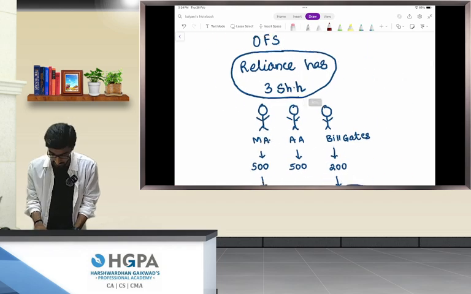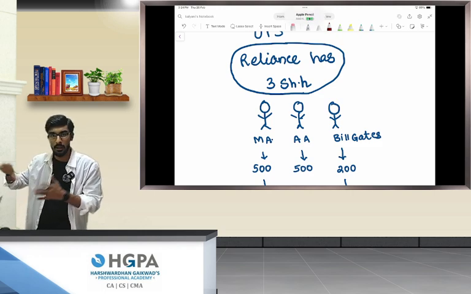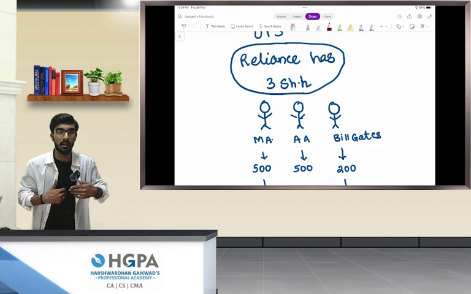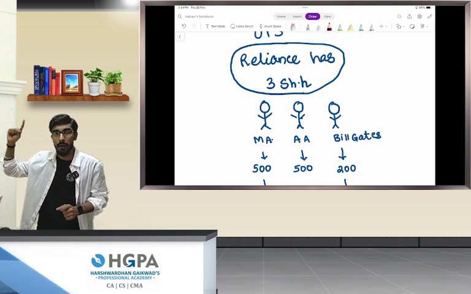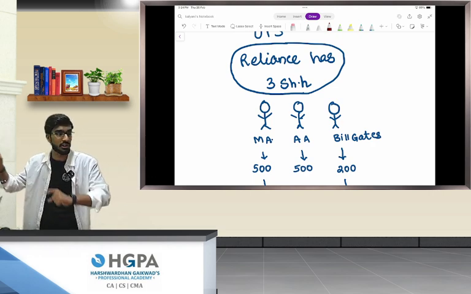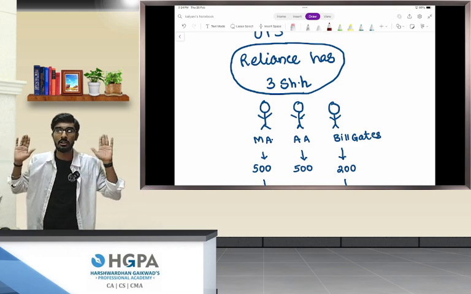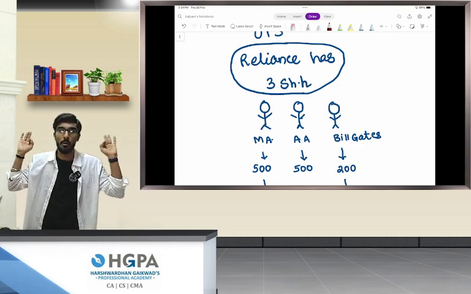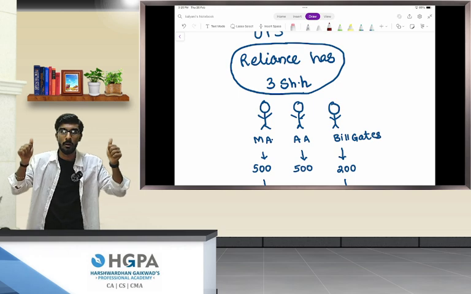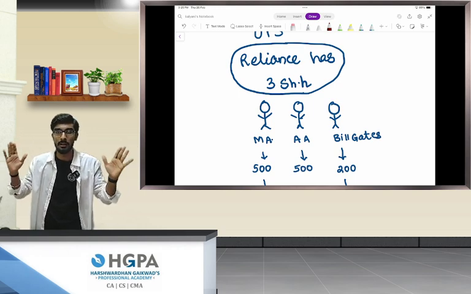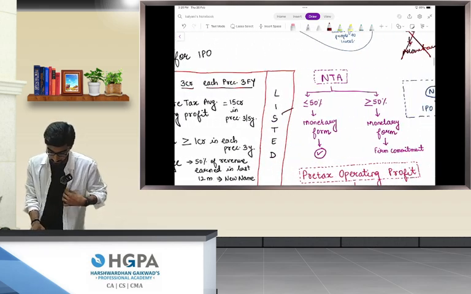Now what is the meaning of offer for sale? You know it. Reliance Industries has 3 shareholders: Mukesh Ambani, Anant Ambani, Bill Gates. Bill Gates wants to sell his shares. I want the Reliance shares to be held by the public. So I will tell Bill Gates to sell the shares to the public. The public will get the shares, Bill Gates will get money. My objective is achieved, that my shares are now public. Bill Gates' objective is achieved, he has got his money. The public's objective is achieved because they have got Reliance Industries shares. Clear? Perfect. Next.